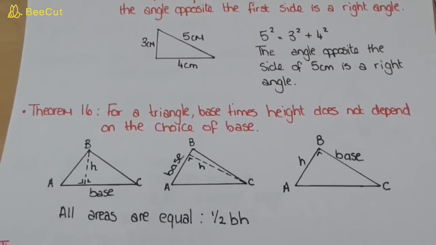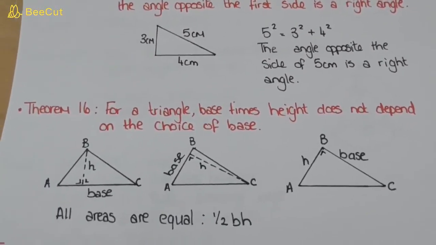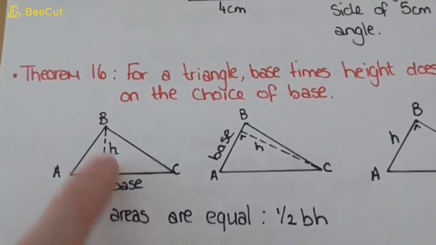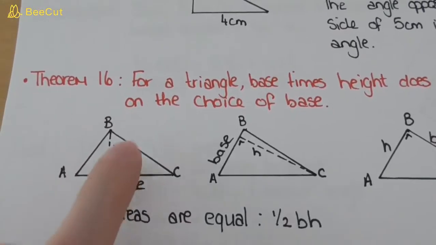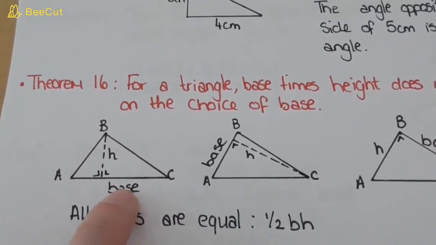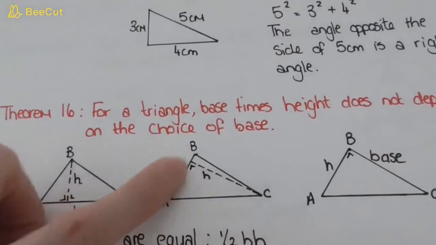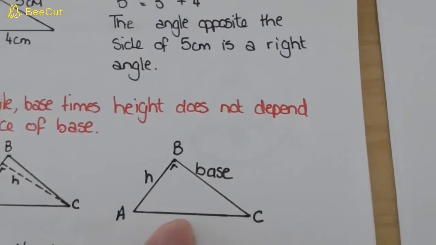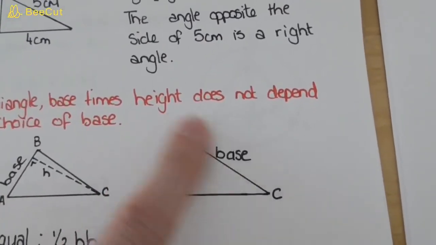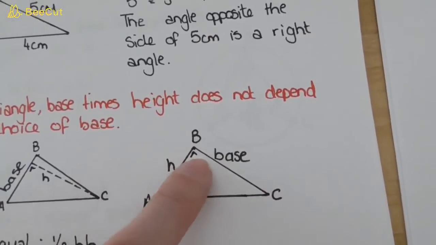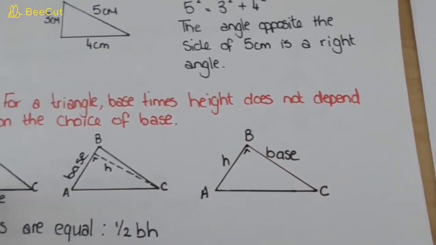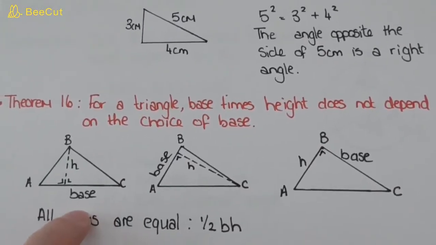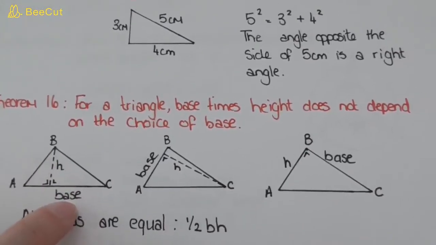Theorem 16. For a triangle, the base times the height does not depend on the choice of base. So let's look at the first triangle here. If that's your base, that's your perpendicular height. And you could go off and get the area of it, half the base by the perpendicular height. If this is the triangle and you're using AB to be the base, well then this is your perpendicular height. And the third one, if you're using this as the base, well then this is obviously the perpendicular height because it is at a perpendicular angle. They are all the same triangles, which means they all have the exact same area. So whatever base you choose, your height will depend on the base.